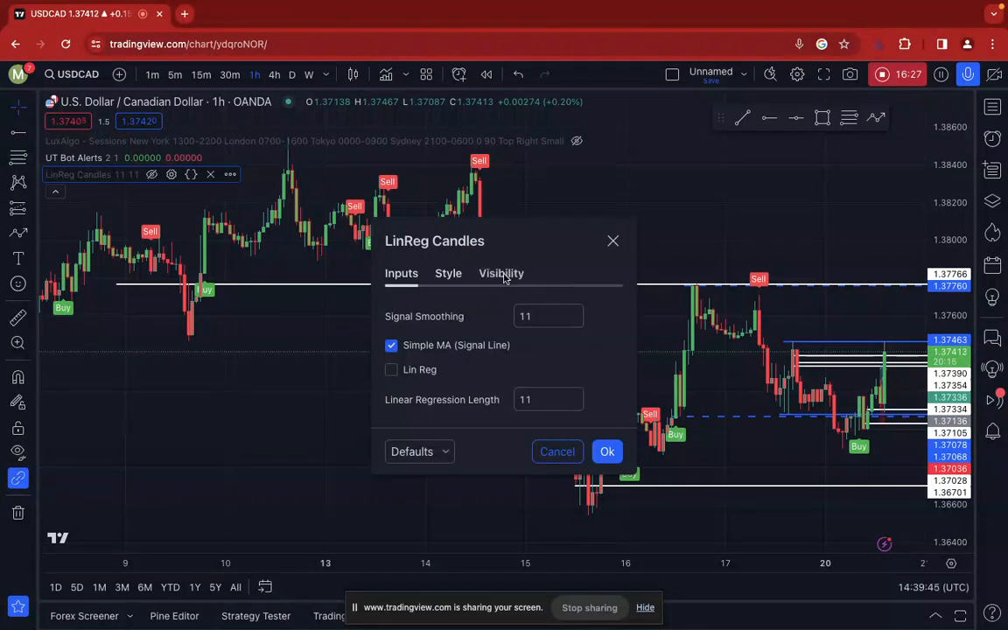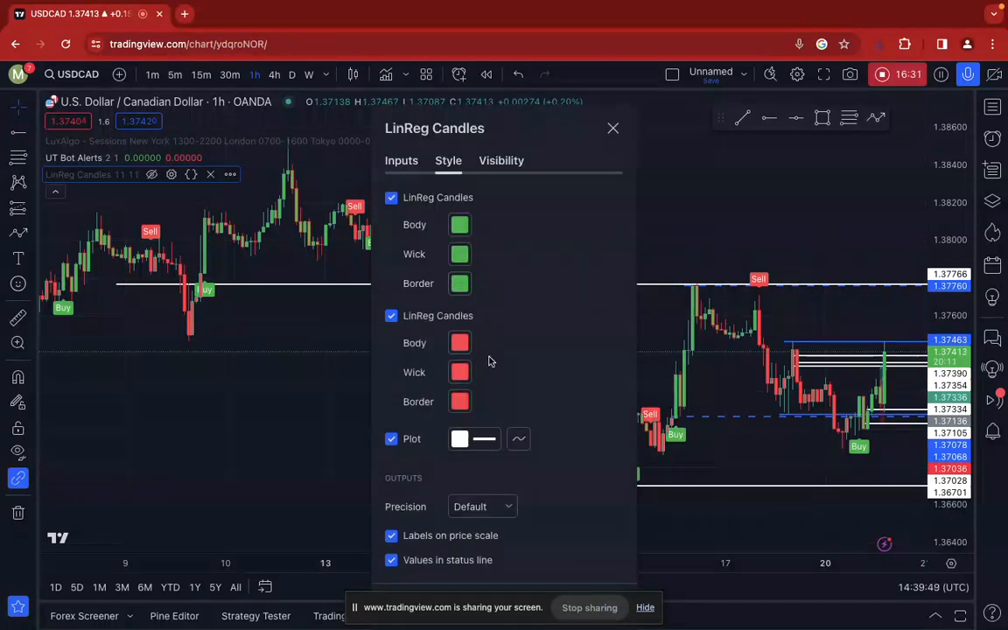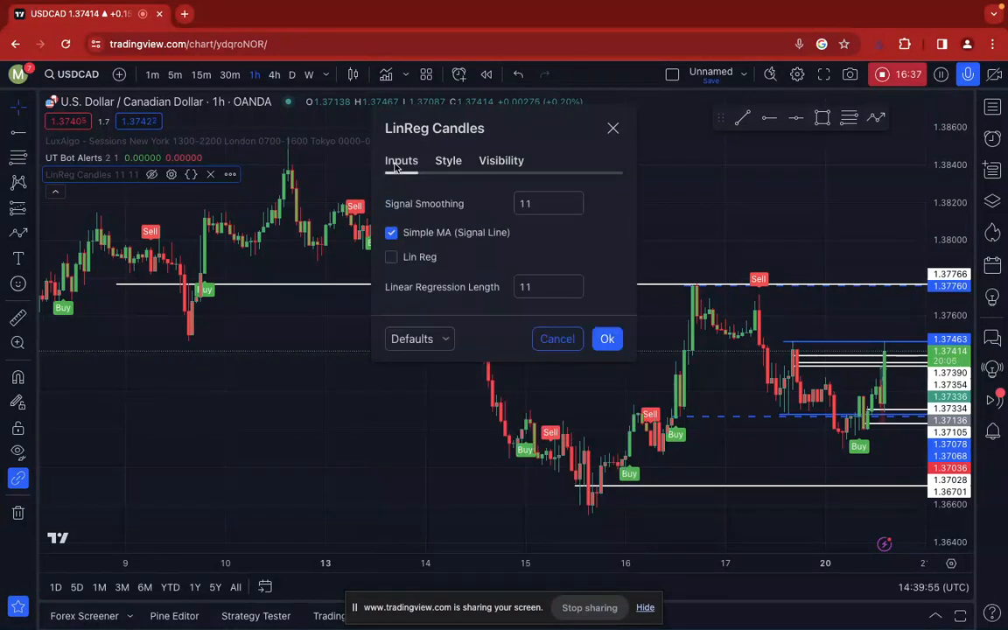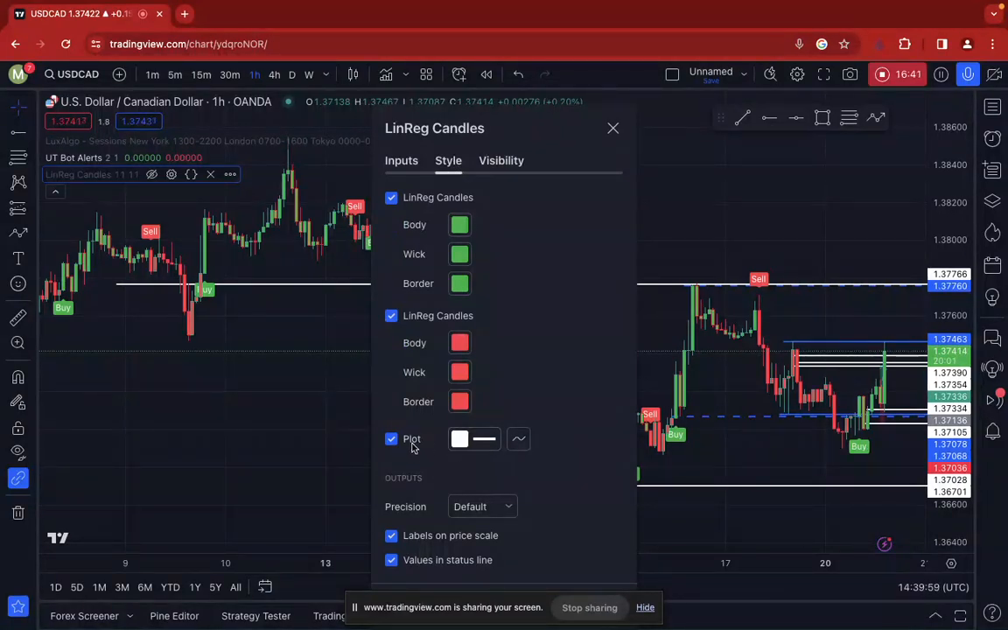Then come to the style tab. On style, you want to make sure that the plot here is white. Take a screenshot of these settings and make sure that everything looks like this.